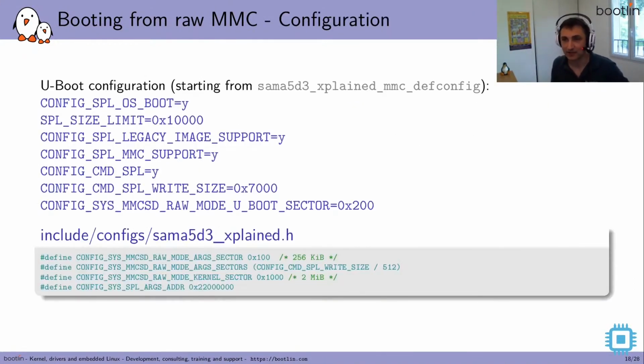So to begin with, here's the configuration for this raw MMC mode. That's the U-Boot configuration. I started from the MMC defconfig. Here are the settings like enable Falcon mode, maximum SPL size, and a few other settings such as enabling SPL export and specifying where U-Boot is stored. And then in the .h file for my board, I have the location of the args file, the offset, the size of it, the kernel image offset as well, and the location in RAM where to store the args temporarily.